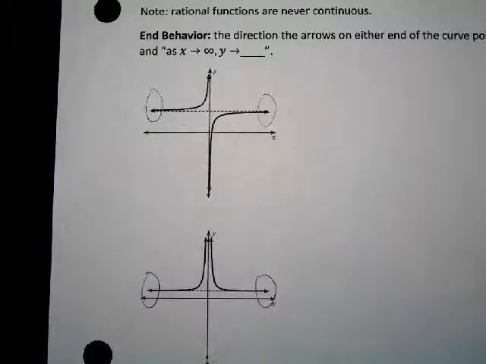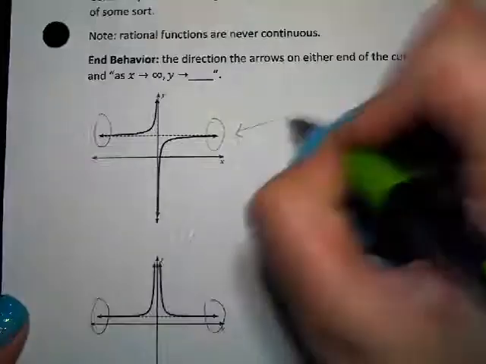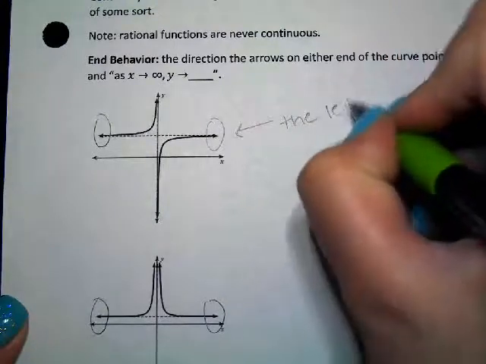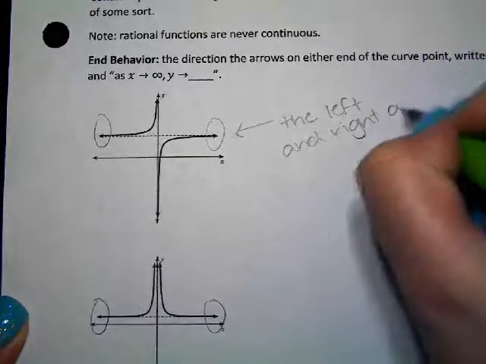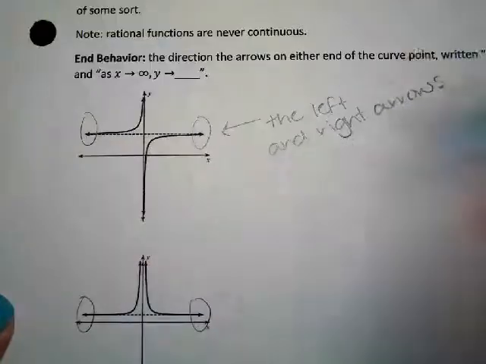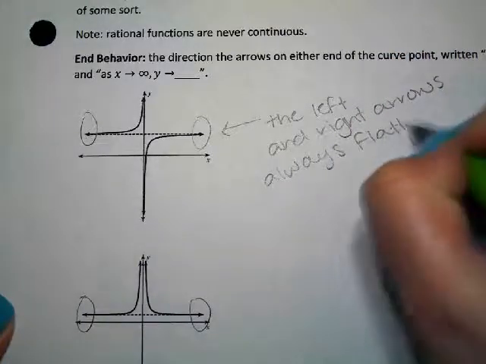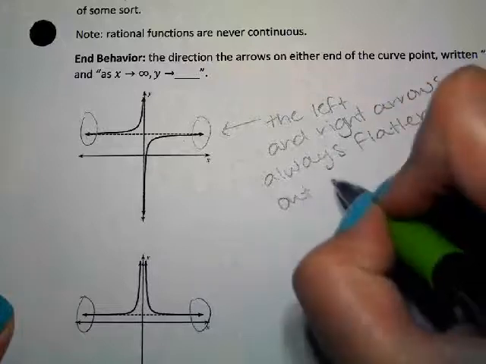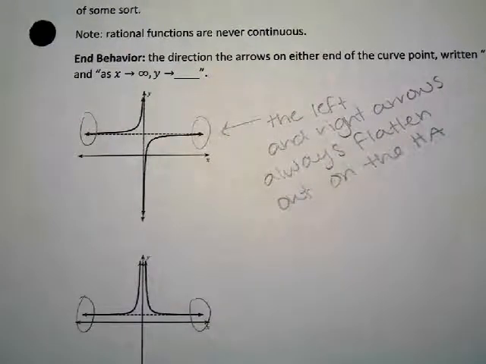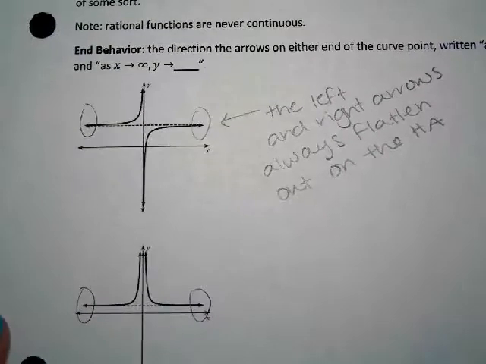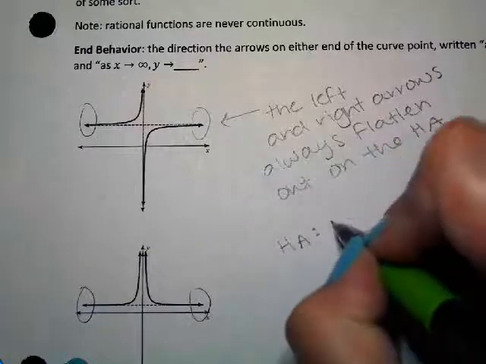So I'm going to write that in my notes. The left and the right arrows always flatten out on the horizontal asymptote. Always. They don't go up or down, they always flatten out. The horizontal asymptote is always y equals k every single time. That's how these graphs work.